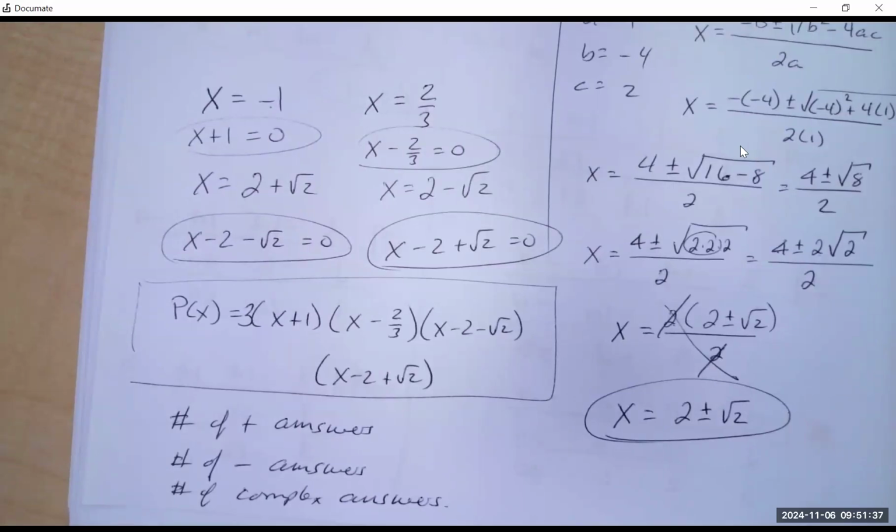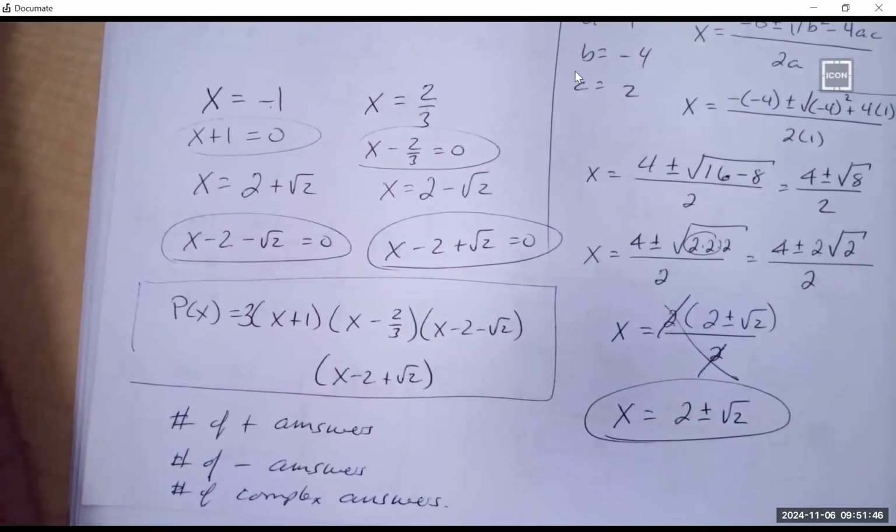Yeah, I mean, we could push through it, but it'll take another 30, 40 minutes to finish everything else. So I'll do it next time. So definitely start practicing these problems.